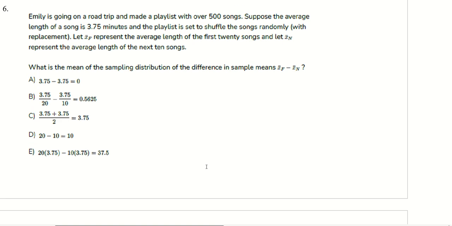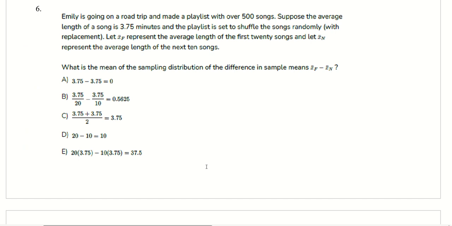Emily is going on a road trip and made a playlist with over 500 songs. Suppose the average length of a song is 3.75 minutes, and the playlist is set to shuffle the songs randomly with replacement. Okay, so randomly with replacement, right? Let X bar F represent the average length of the first 20 songs. Okay, so 20 songs, so that's your sample size, n F. And then X bar N represents the average length of the next 10 songs. Okay, so n, capital N, is 10.